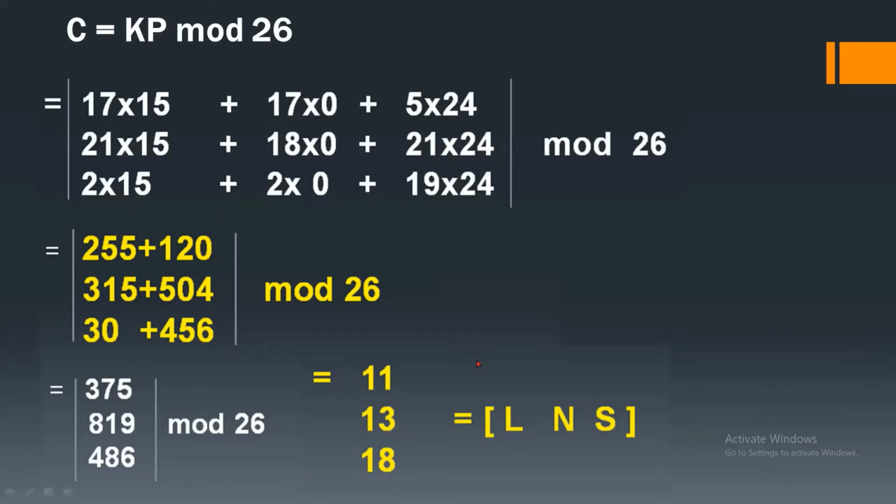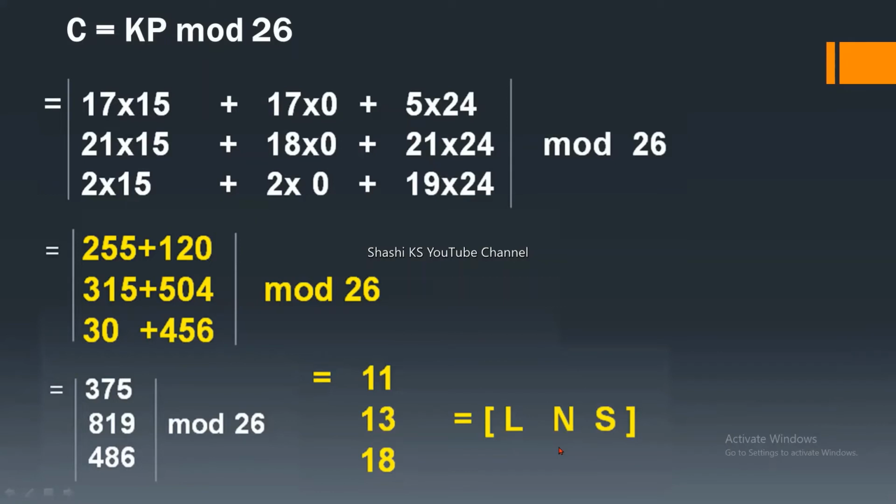Now we have to convert all of them back to their alphabetic mappings. So 11 is nothing but L in our alphabetic mapping. 13 is nothing but the value for N, and 18 is nothing but the value for S. So this is your resultant ciphertext for PAY. PAY, when you apply the encryption key for the Hill cipher algorithm, the corresponding ciphertext which you get is LNS.